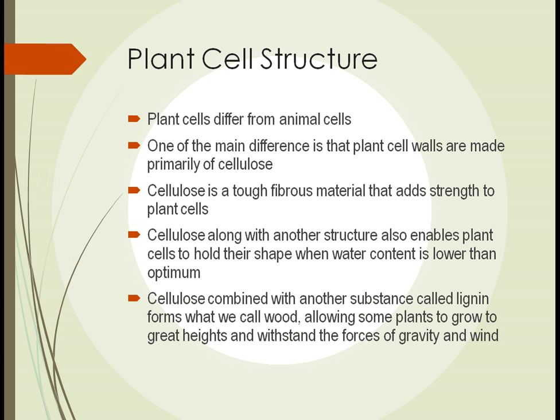So, the structure of a plant cell. Plants are different from animals, and their cells are different. One of the main differences is that plant cell walls are made of cellulose. Cellulose is a tough material that adds strength to plant cells. Cellulose, when combined with another material, enables plant cells to hold their shape when water content is lower than optimum.